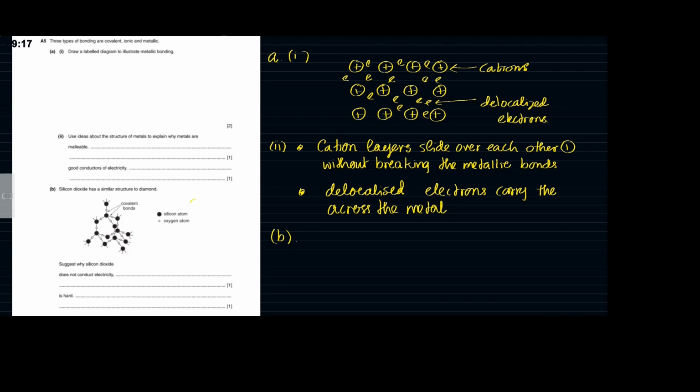So silicon dioxide is giant covalent. As a result of that, you usually don't have moving ions or delocalized electrons unless it is what you call graphite, right? That's one of the exceptions in this case, right? So what you have to simply write for why silicon dioxide doesn't conduct electricity.